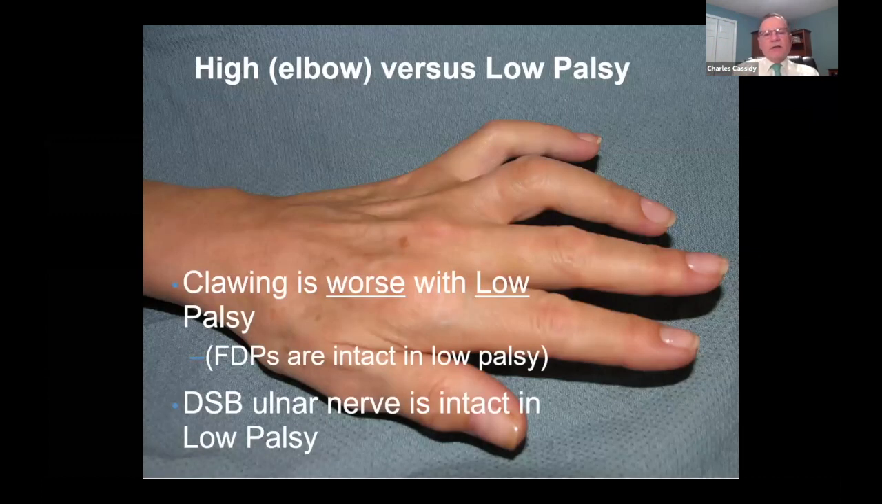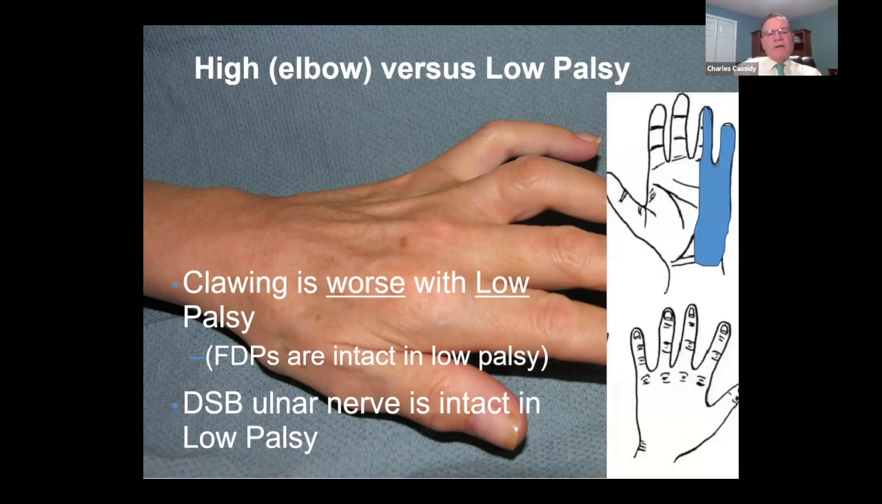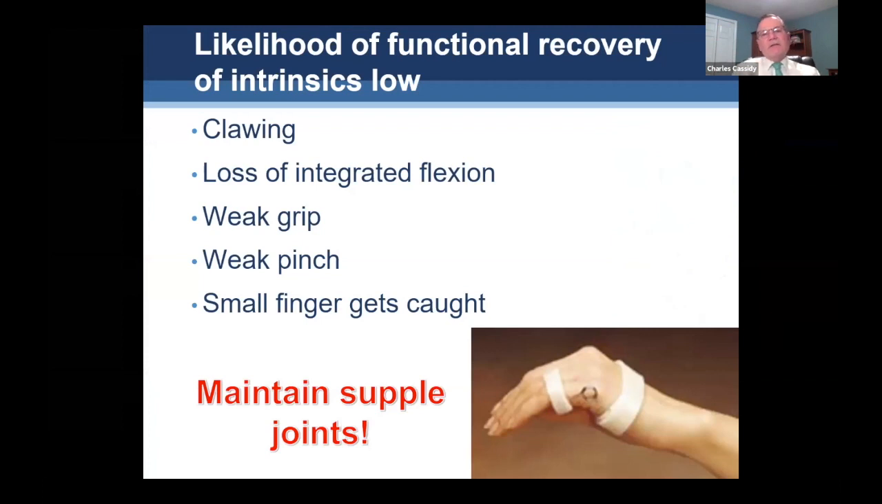So, high versus low palsy. Clawing is worse with a low palsy because the imbalance is worse, because the FDPs are intact with a low palsy. In a high palsy, like a transection above the elbow of the ulnar nerve, it's relatively balanced actually. They don't claw unless the nerve is recovering, then they start clawing. The dorsal sensory branch of the ulnar nerve is intact with a low palsy, as you see there. The likelihood of functional recovery of intrinsics is low in adults. They have clawing, loss of integrated flexion, weak grip, weak pinch, and the small finger gets caught.